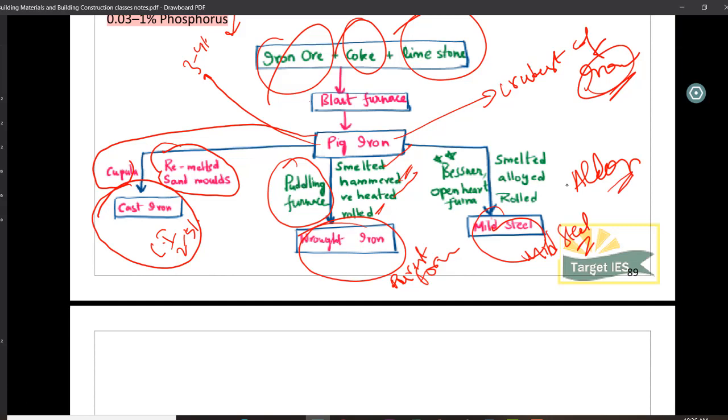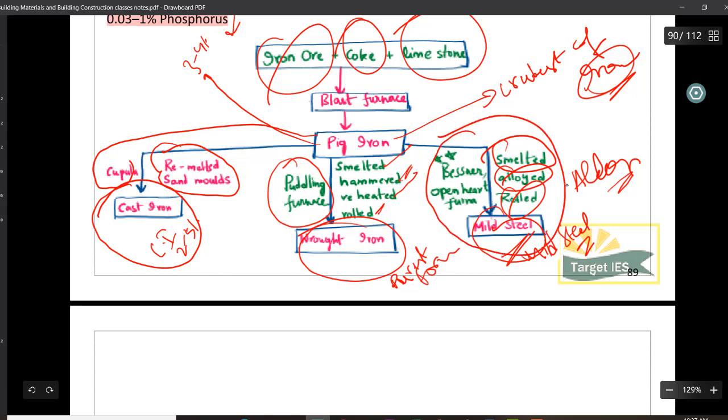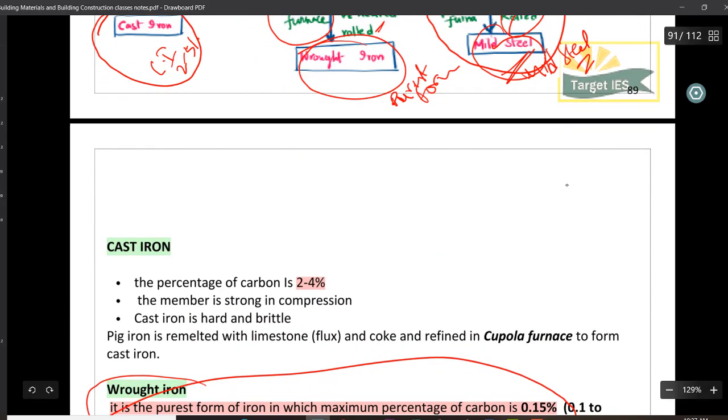It could be chromium, nickel, tungsten, manganese, molybdenum. Whatever, we are adding something excess to that of iron. We are alloying it. So remember, we are smelting it, alloyed, rolled into our rods, and we will be getting mild steel. We will be heating the pig iron in a Bessemer or open hearth furnace. We smelt it, then it is alloyed so the composition is varied, and then it is rolled into bars. We will be getting my mild steel. I hope it is very clear.